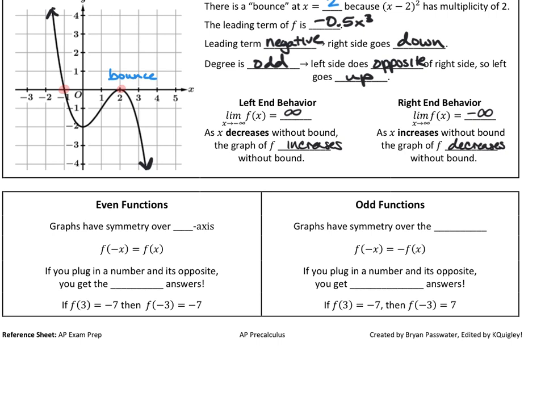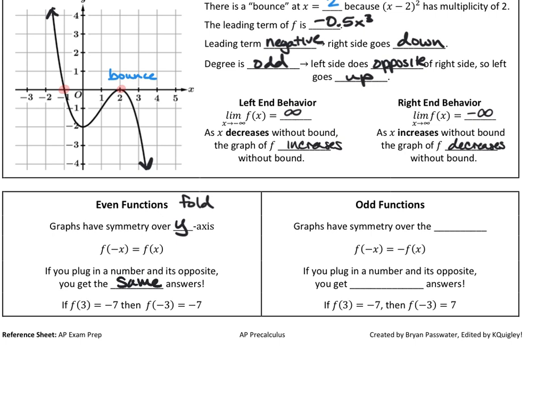Even functions have symmetry over the y-axis. They can fold over the y-axis like a book. If you plug a number in and you get its opposite, and it's what? If you plug one number in, like 3, and you plug its opposite in, like -3, you should get the same value out of the function. That's what it means for it to be even, because it can fold along the y-axis.